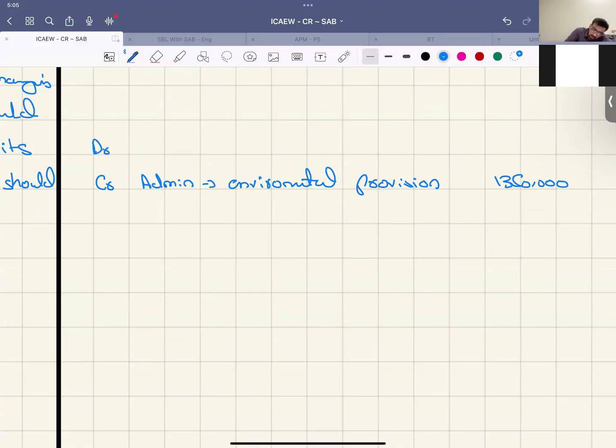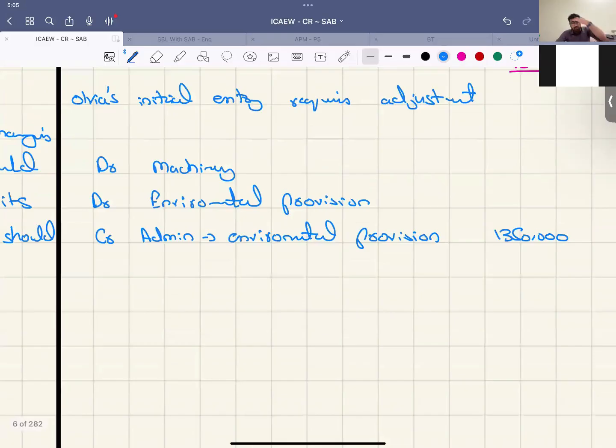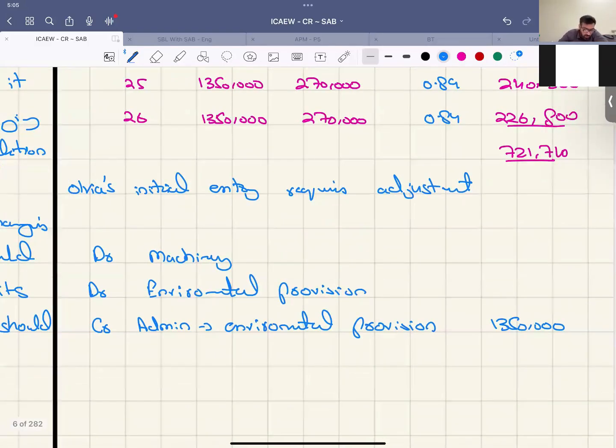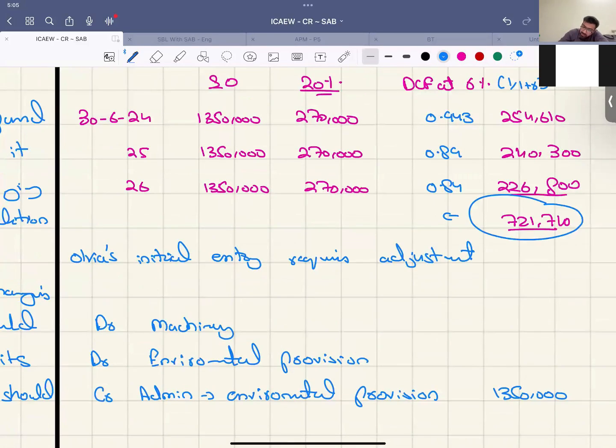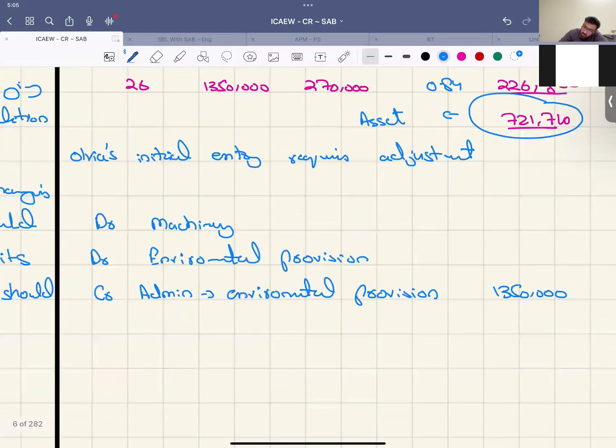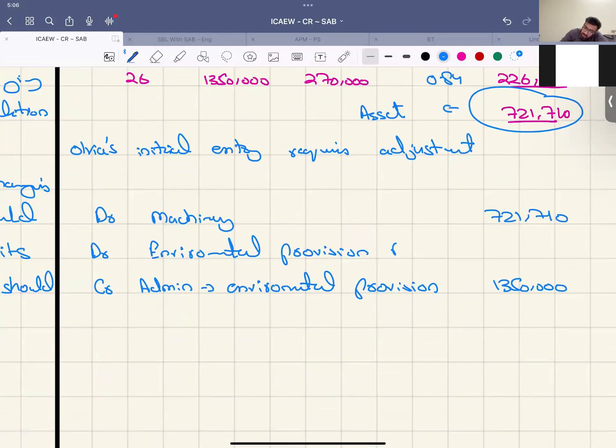And then we'll be debiting two things. One is machinery, the asset that she has credited, and environmental provision. So 1,350,000 environmental provision is, sorry, this needs to be my asset, right? So 721,710, and the balancing figure should be my environmental provision at 628,290, right?